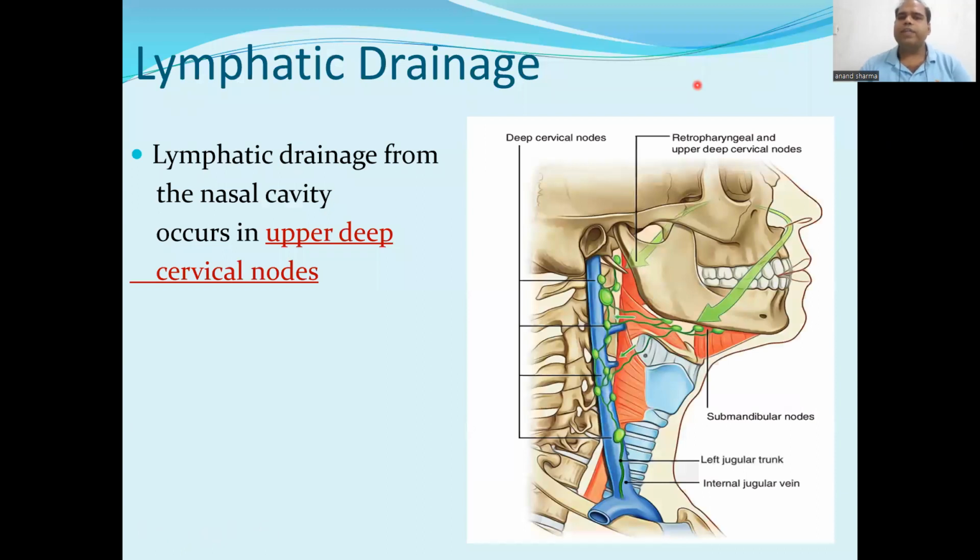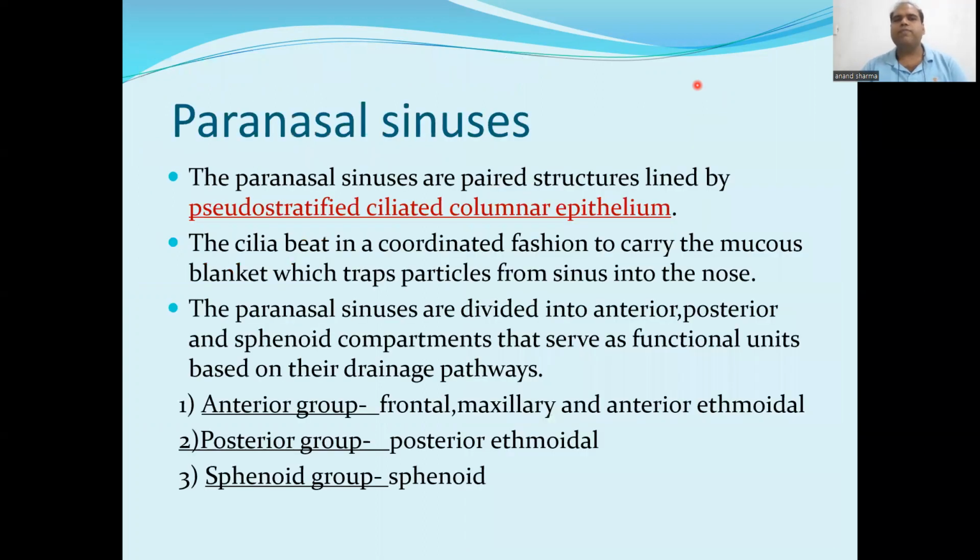Now the lymphatic drainage. The lymph from the nasal cavity drains to the upper deep cervical lymph nodes, that are the submandibular lymph node and the upper jugulodigastric and retropharyngeal lymph nodes. So the upper deep cervical lymph node is the main site of drainage. So infection in the nasal cavity will cause enlargement of this lymph node.